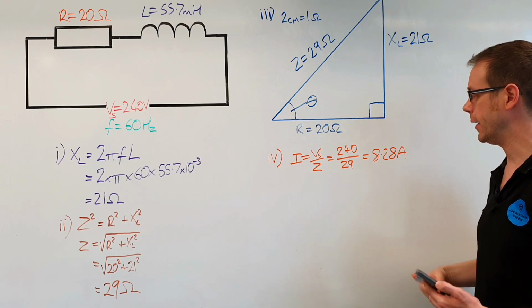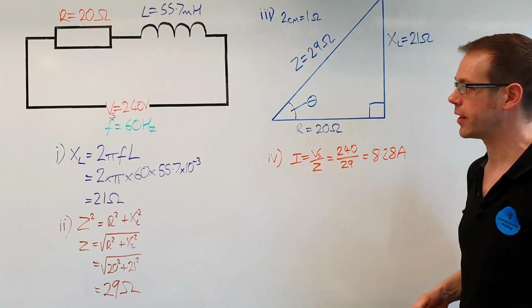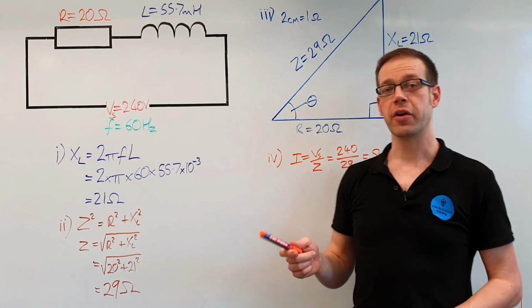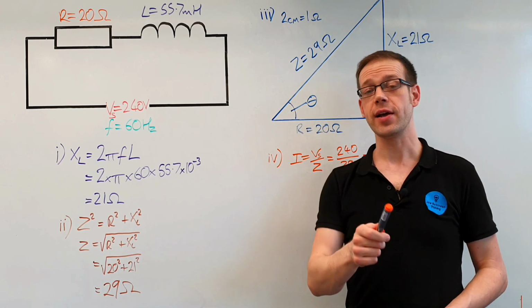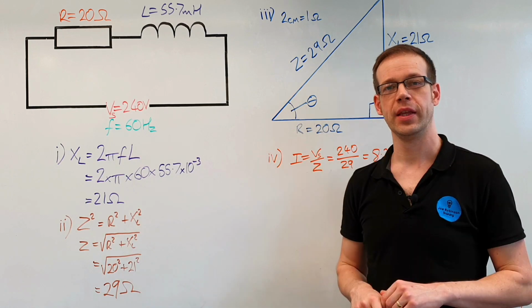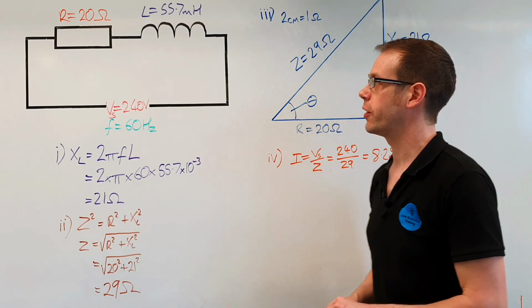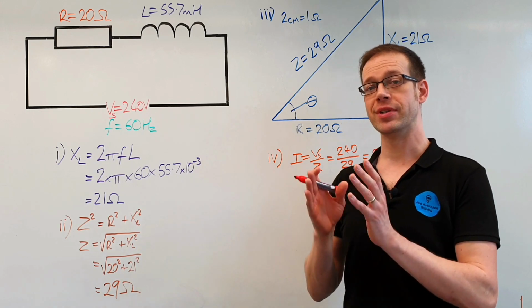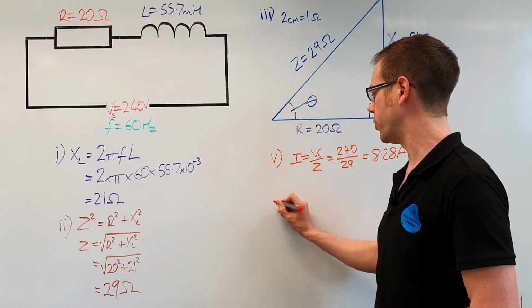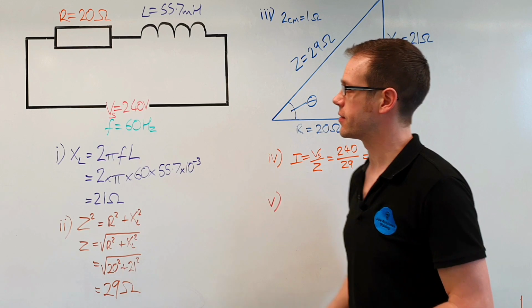So that is our current that's flowing into the circuit. So we've now found the current flowing into the circuit, and we can use that to find some other stuff. Now we know how much current is flowing into the circuit in total, we can figure out what the voltage across the resistor and the inductor is going to be. And that's what part 5 of the question asks us to find.